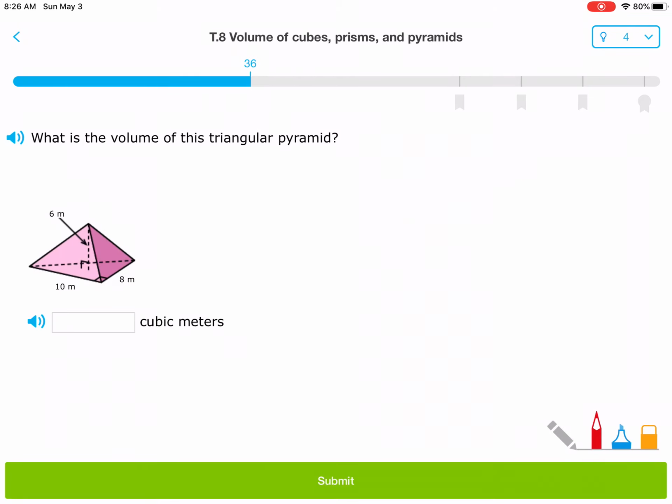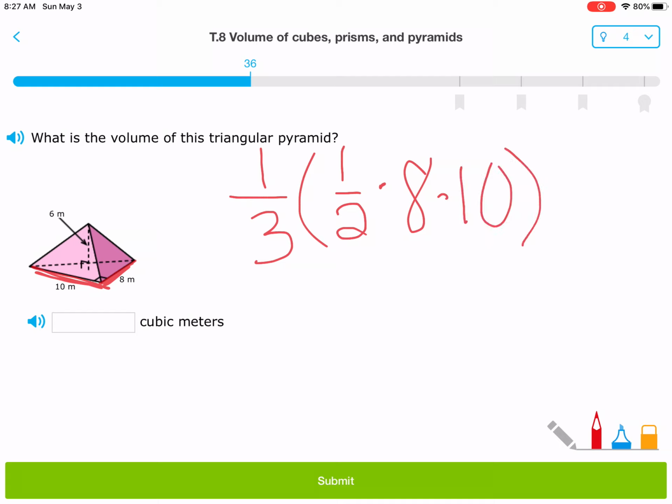The volume of the triangular prism. Formula is 1/3 times the area of the triangle. The area of the triangle is 1/2 base times height. And then you're going to multiply that by the height of the prism, of the triangular portion. Okay? So 1/3 times 1/2 times 8 times 10 times 6 is 80.